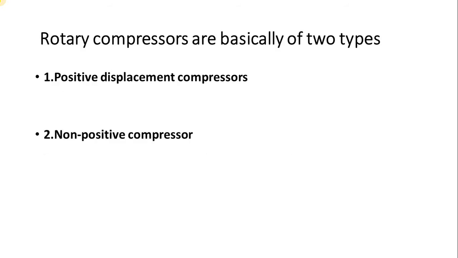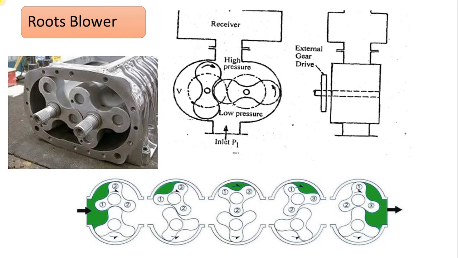There are two types of rotary compressors. One is the positive displacement compressor and another one is the non-positive displacement compressor. So let us start with the first, that is the root blower compressor. This is the most important rotary compressor. The root blower compressor is sometimes called the lobe type compressor.